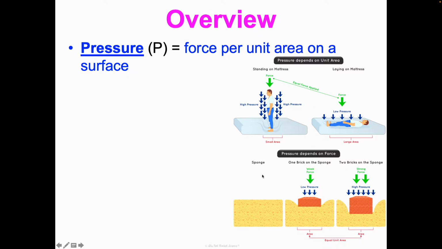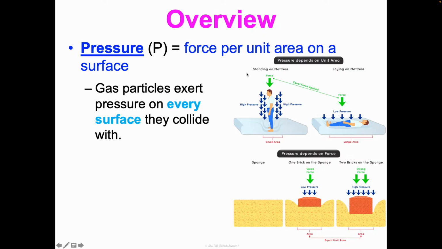Here's the same with force. So let's say you have a sponge and you put a brick on it. If you barely push it, if you apply a weak force, it's going to be a low pressure on the sponge. But if you put 2 bricks on the sponge and you increase that force, it's going to make a greater pressure that's going to press into the mattress. So pressure depends on force and it depends on the unit area at which it's applied.